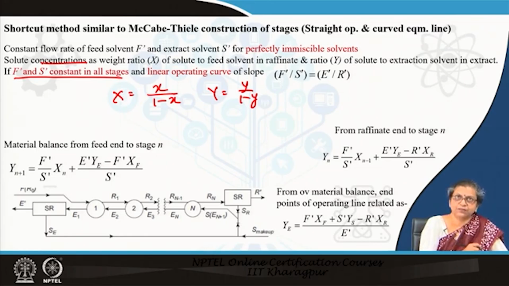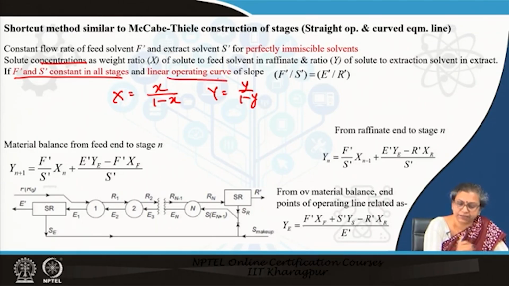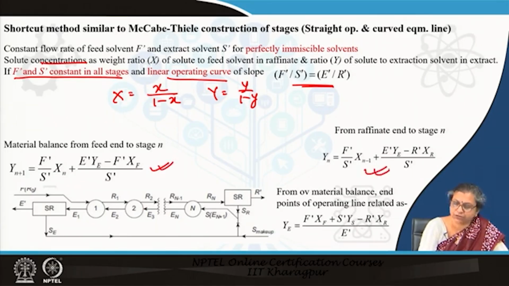Then under that case, we find that the situation becomes similar to stripping, which you have learned. Under that condition, we will be getting a linear operating curve whose slope will be given by F prime by S prime, or by E prime by R prime, right. Now, you can understand it if you perform a mass balance from the feed stage to any particular stage n. Same thing can be obtained if you start from the raffinate end and come to the stage end. I have written down the mass balances for the two cases.